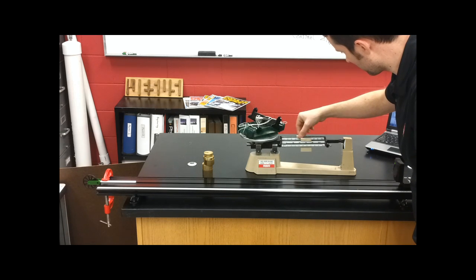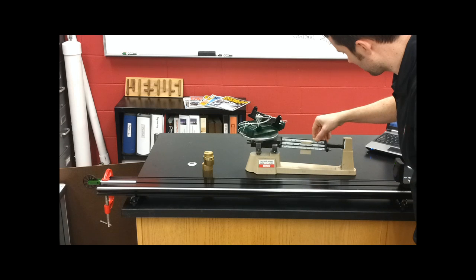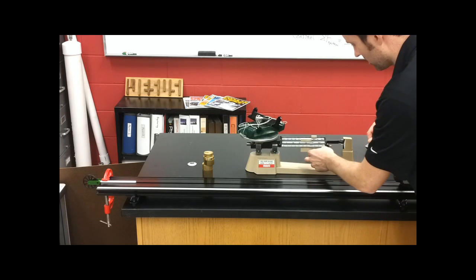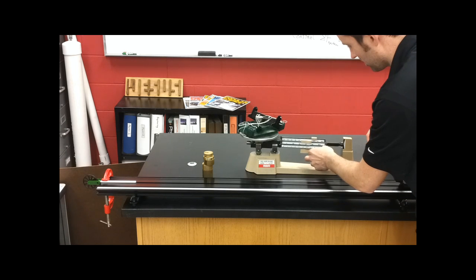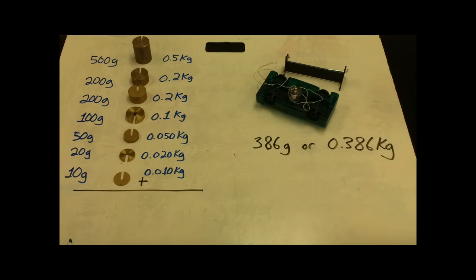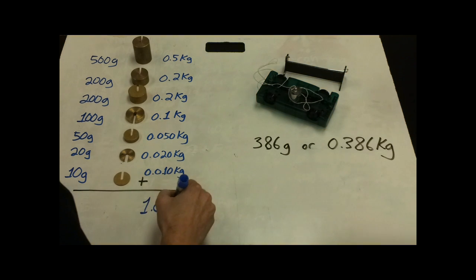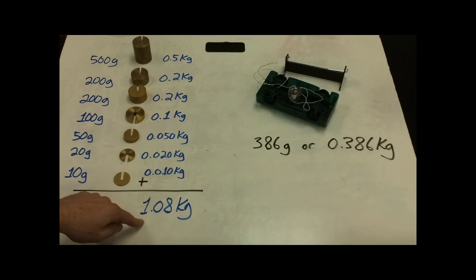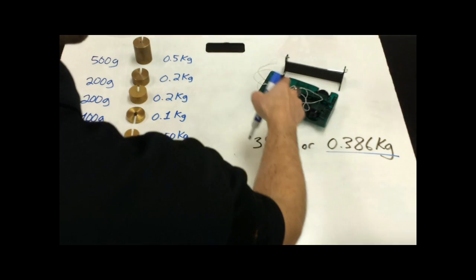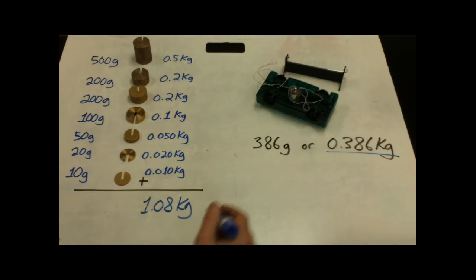Slide the masses back and forth in the triple beam balance until everything is balanced to get the mass of everything except the added masses. The reading on the triple beam balance turned out to be 386 grams or 0.386 kilograms, which is what you write in your data table. In order to calculate the total system's mass, all we need to do is add up the mass of everything involved. We have our added masses, which is 500 grams, 200 grams, 200 grams, 100, 50, 20, and 10 grams. When we add all of the grams together, we end up getting 1.08 kilograms. We have to add that to the mass of our car, hanging mass, string, and mass holder, all of the things that will be accelerating.